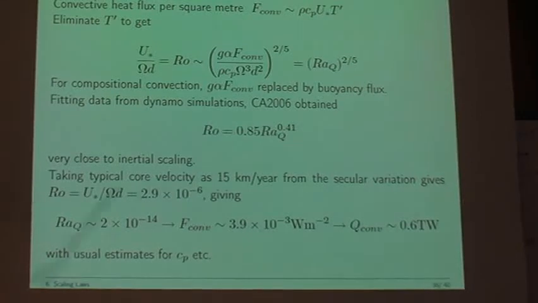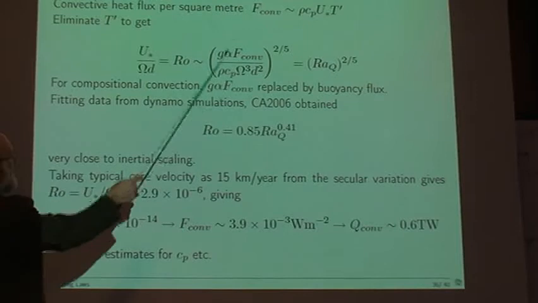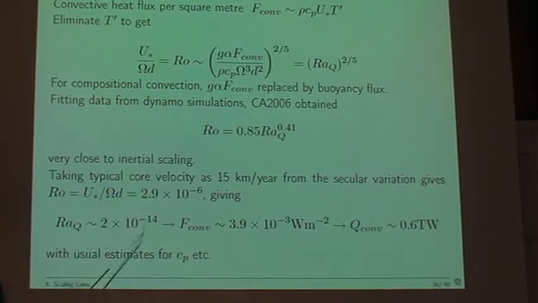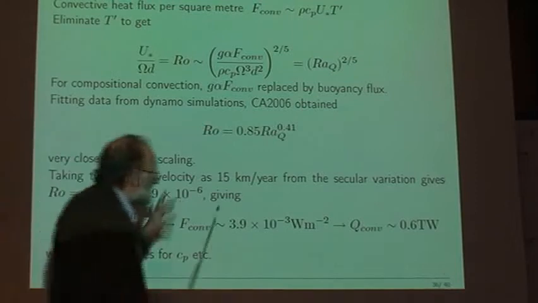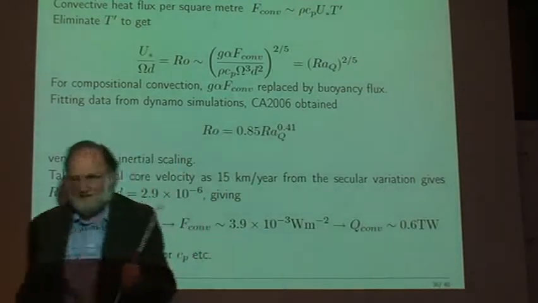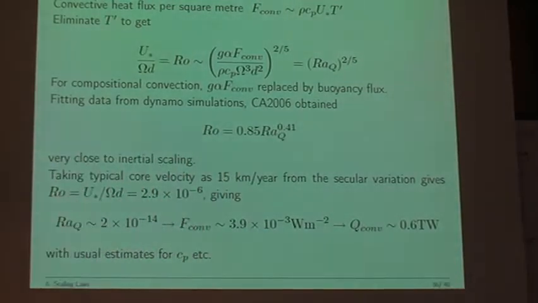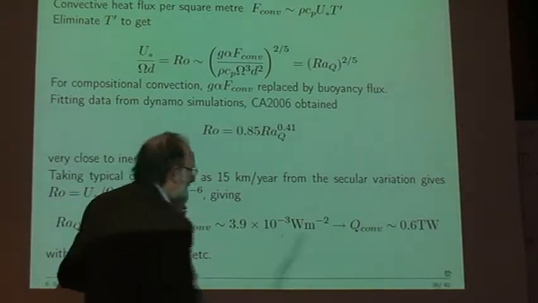Okay, so typical core velocities, they put the numbers in, you get this incredibly small value of the heat flux, and this dimensionless form here, where you've got the heat flux and rotation values over there, it turns out this is extremely small, but it does give you a sensible value of the convective heat flux with the usual estimates of Cp. So the scaling certainly hangs together in the sense that it gives you sensible numbers for the velocity, and sensible numbers for the heat flux.